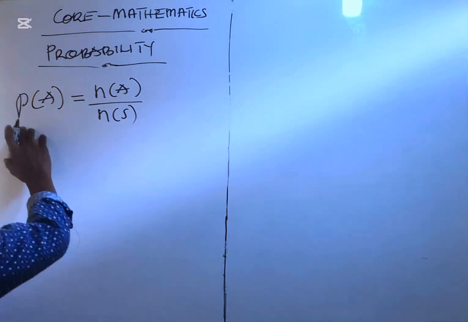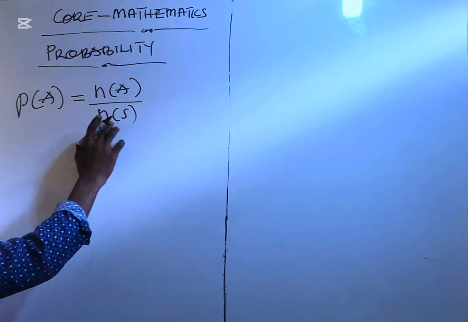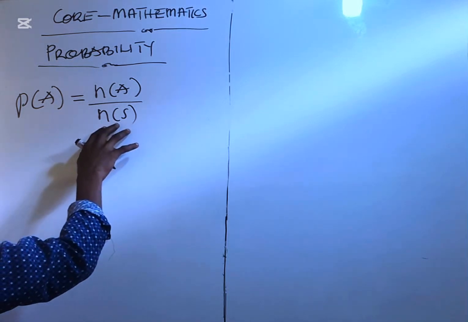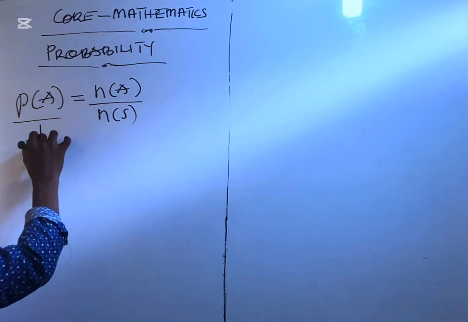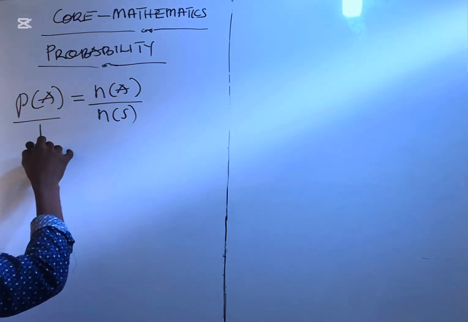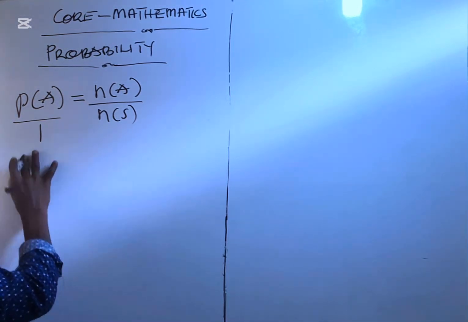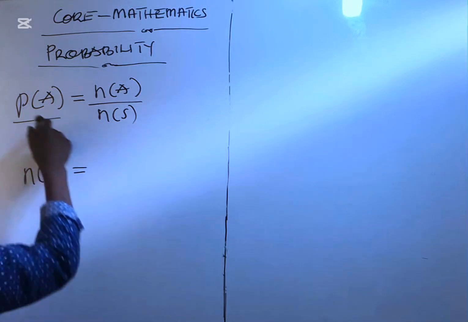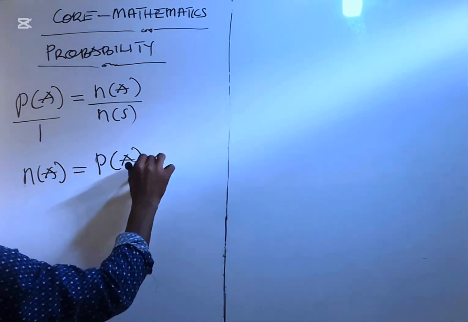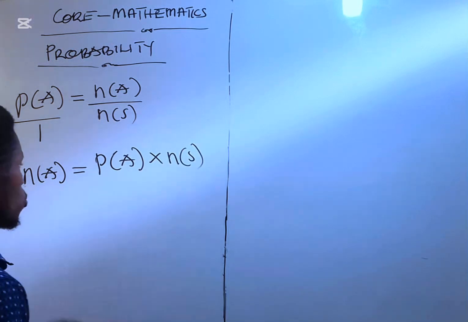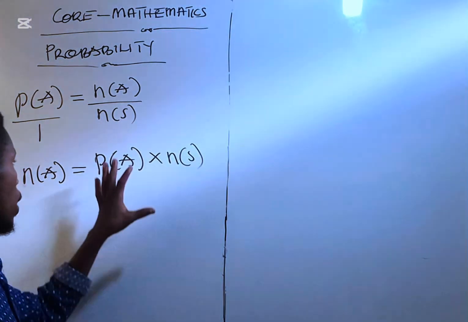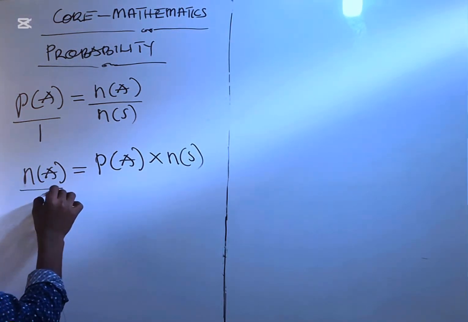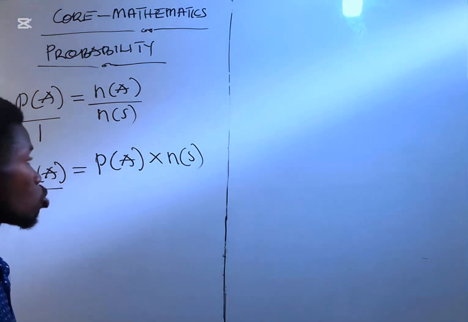So, in this case, I need the number of what? Events, if the probability of the event and the sample space are given. So here it is over 1. If I do cross multiplication, I'm going to have 1 times the number of events equals probability of A times the number of sample space. So this is how it's going to look. This is when the event is not given. That's the formula you are going to use.